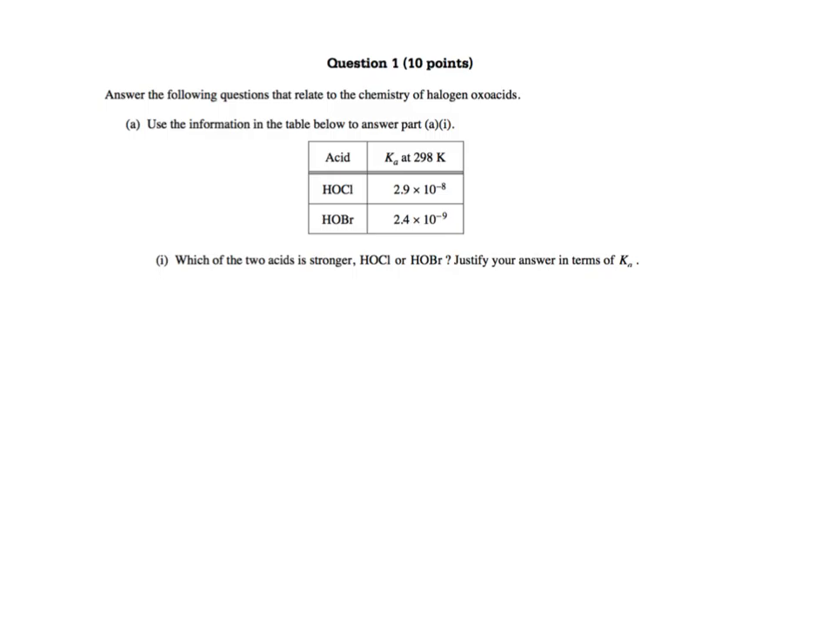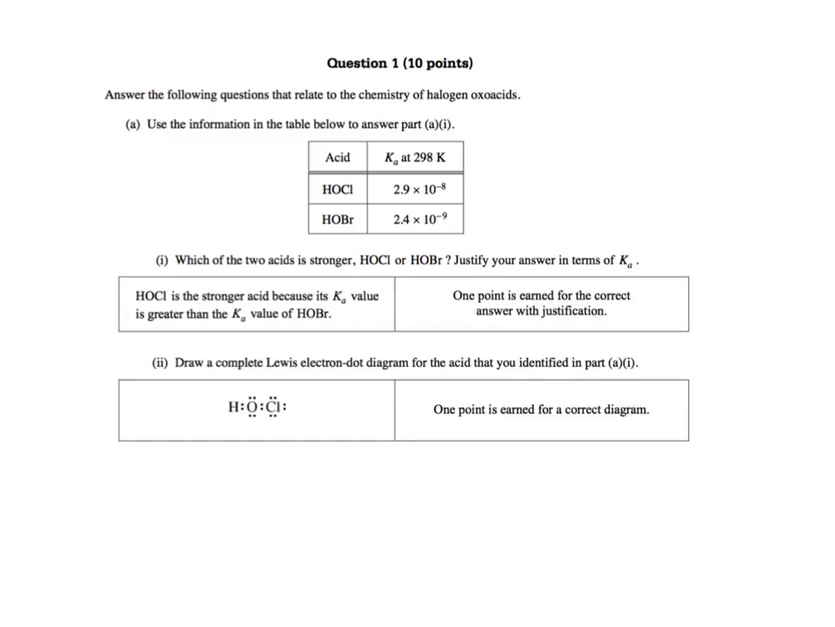Okay, this problem is pretty straightforward. You just need to pick the stronger acid, and that is just a matter of recognizing that the larger the Ka, the stronger the acid. So HOCl has a Ka of 2.9 times 10 to the minus 8th. So I'll just show you this part of it.